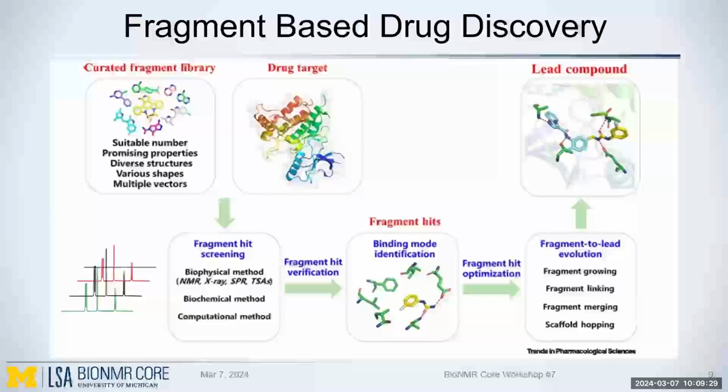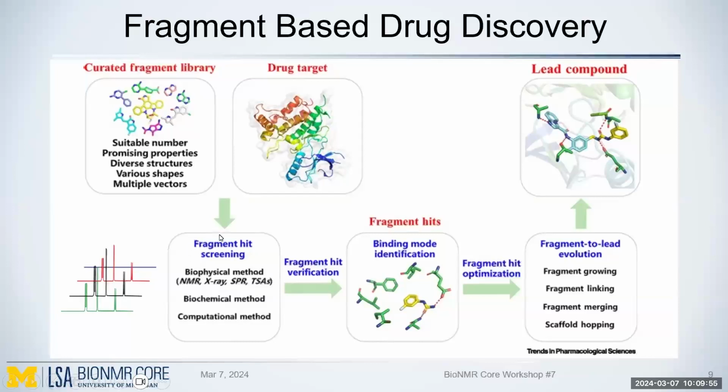And these ligand observed experiments are widely used in fragment-based drug discovery. In fragment-based drug discovery, you start with a fragment library that contains hundreds of small molecules, and the molecular weight of those molecules is less than 300 Dalton. And then you have a drug target, so you want to identify which fragment binds to this drug target.